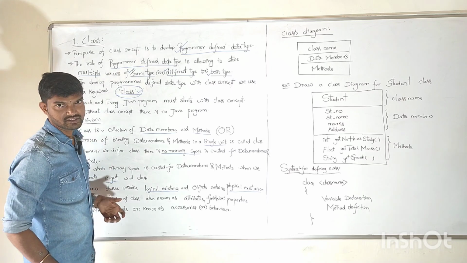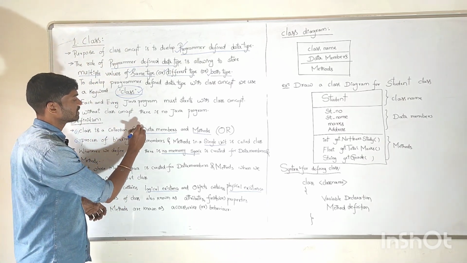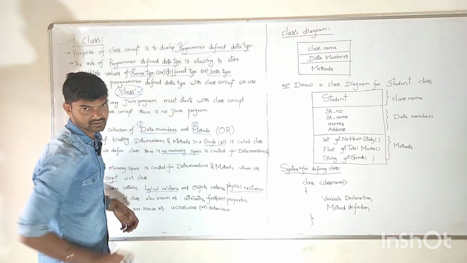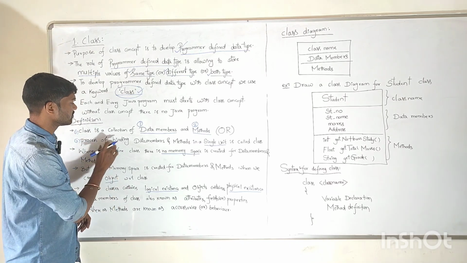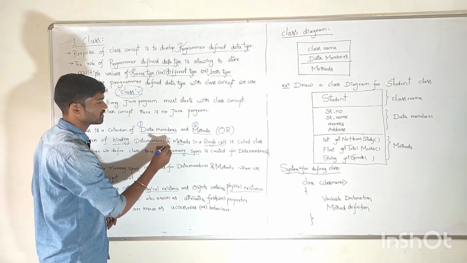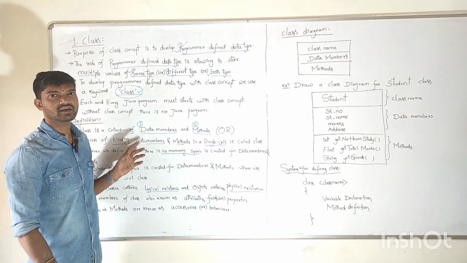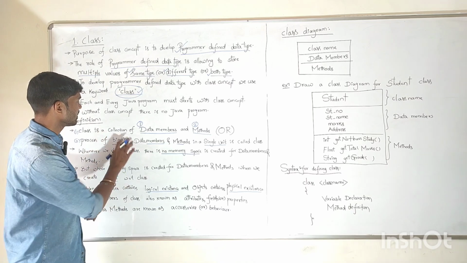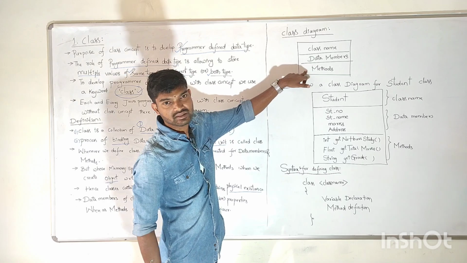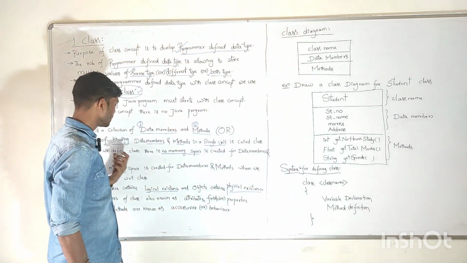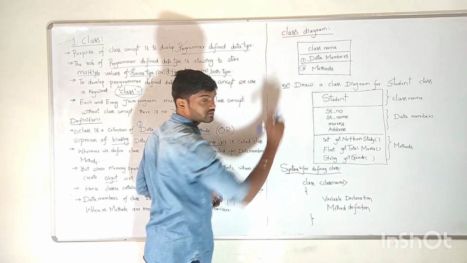And coming to the definitions, what is the definition of a class? A class is a collection of data members and methods. Or you can write a second definition: the process of binding data members and methods into a single unit is called a class. So you can write either of these two definitions. The first is that a class is a collection of data members and methods. The second is that the process of binding data members and methods in a single unit is called a class.